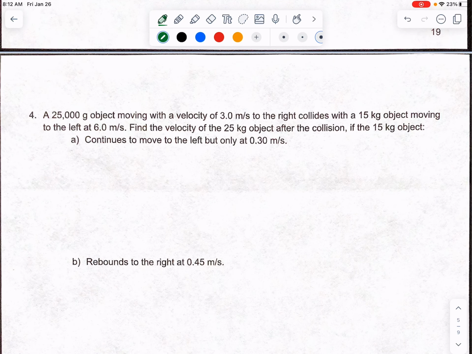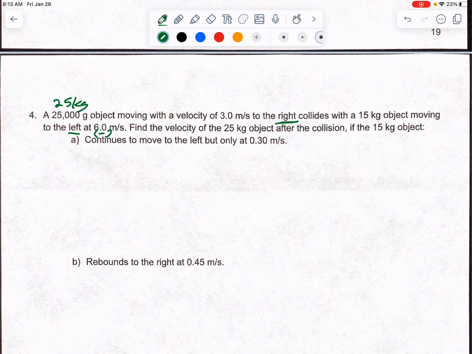Okay, going on to number 4. A 25,000 gram object. So we're going to fix that. Divide by 1,000, you get 25 kilograms. It is moving with a velocity of 3 meters per second to the right. So we'll pay attention to that. It collides with a 15 kilogram object that's moving to the left. So we're going to make this negative.